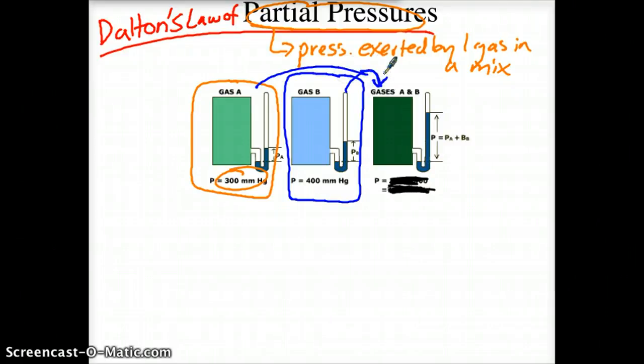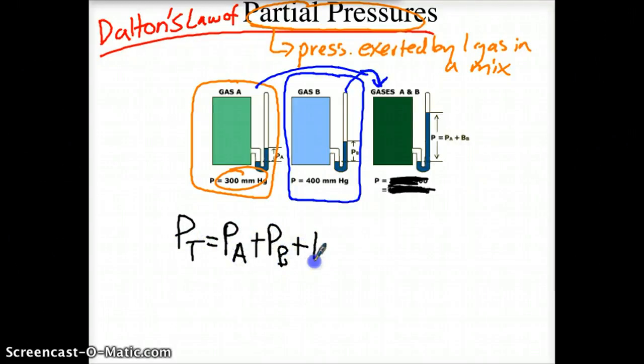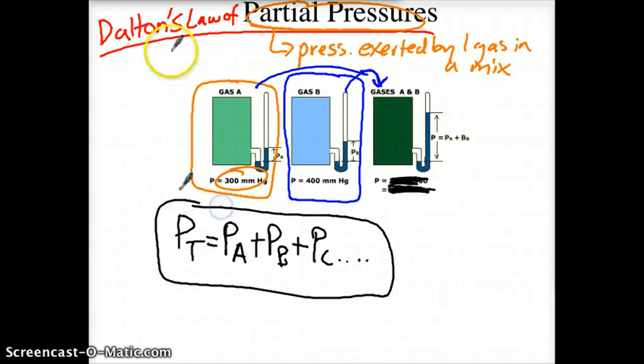Well, Dalton's law of partial pressures is relatively simple. It tells us that the total pressure of a gas is equal to the sum of the partial pressures. So partial pressure of A plus partial pressure of gas B plus partial pressure of gas C, on and on for however many gases there are. You add them all up, you get the total pressure. So this is one way to express Dalton's law of partial pressures.